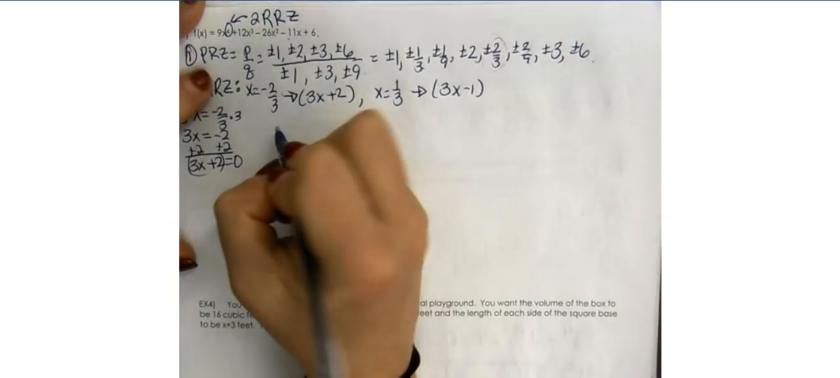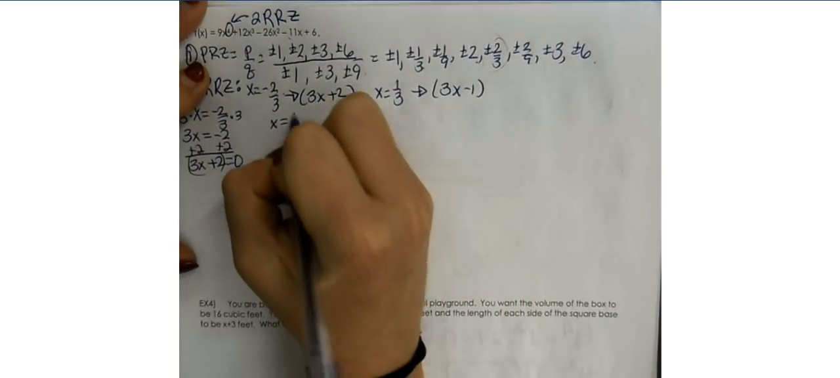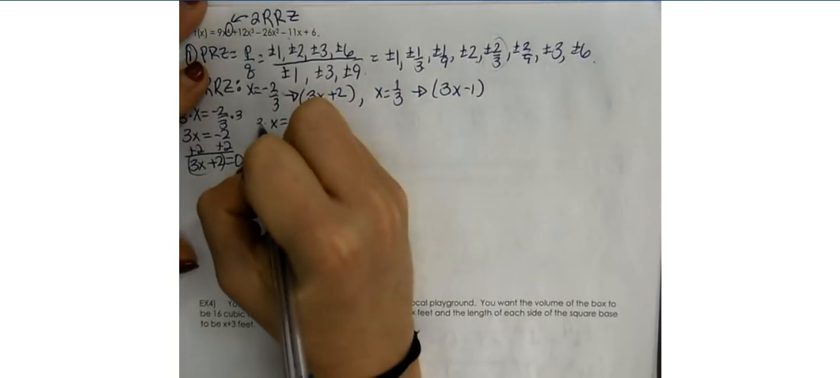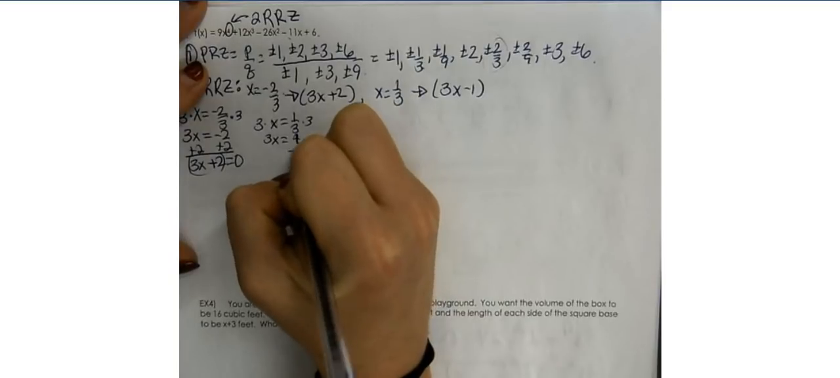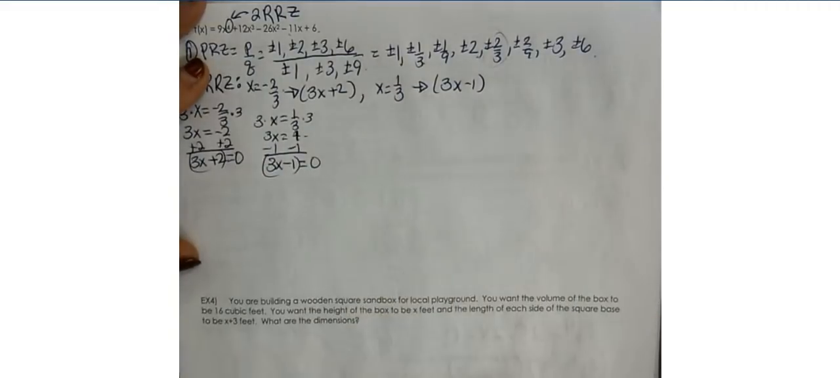So if you need to see the work, this comes from the parentheses 3x minus 1. So what I'm going to do is take x equals 1/3 and multiply both sides by 3 to get 3x equals positive 1. I'm going to subtract 1 on both sides to make it equal 0. And so I end up with 3x minus 1 equals 0, and that is our parentheses.